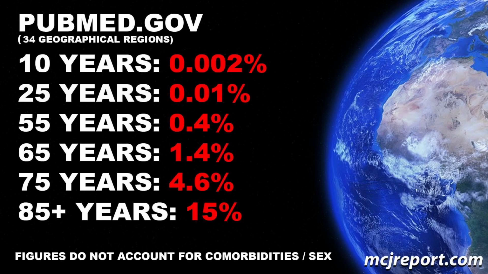At 10 years old, infection fatality rate 0.002%. 25 years of age, 0.01%. 55 years, 0.4%. 65 years, 1.4%. 75 years, 4.6%. And of course, it's important to point out that at around that age, there tends to be certain comorbidities catching up with various individuals at that stage of their life. And then 85 plus, 15%, which is, of course, the life expectancy. I believe the average life expectancy in Australia is around the early 80s.